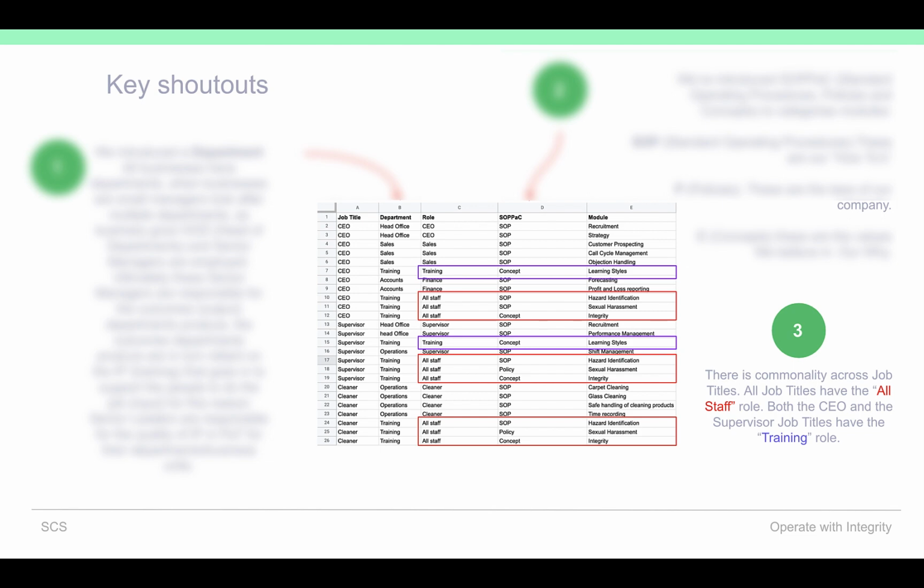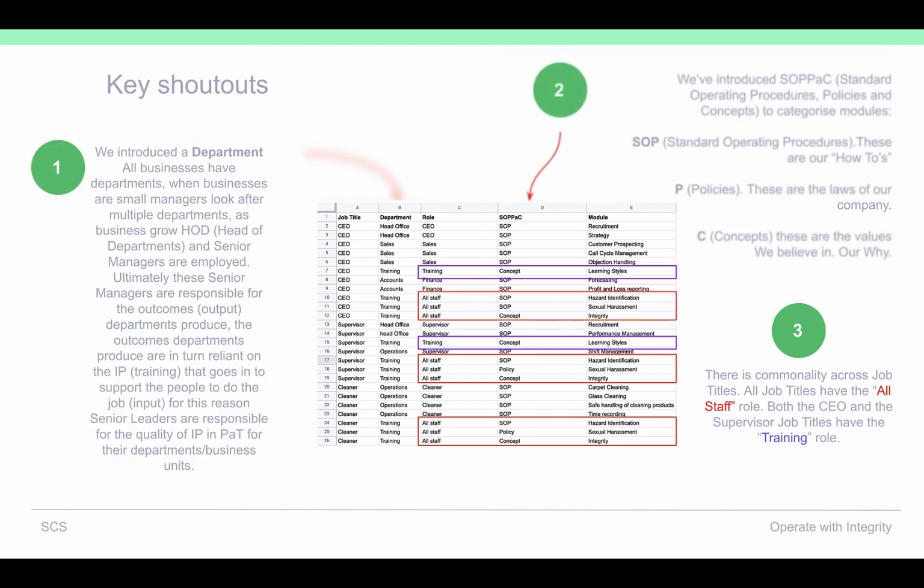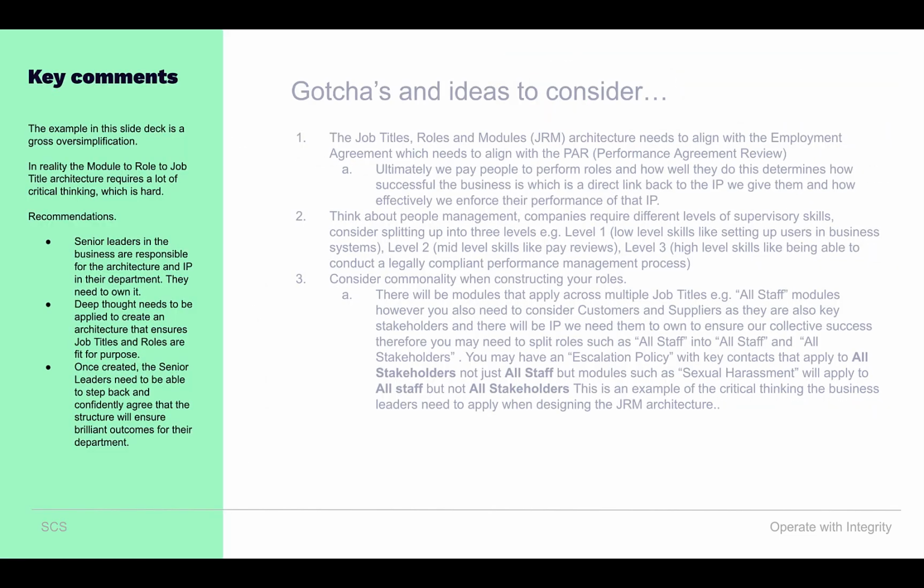Once you get your head around that, the maintenance of this entire structure becomes a lot easier. Okay, key comments. The example in this slide deck we've just been through is a gross oversimplification. In reality, the module to role to job title architecture requires a lot of critical thinking, and that's hard. So here's some recommendations. Firstly, senior leaders in the business are responsible for the architecture and IP in their department. They need to own it.